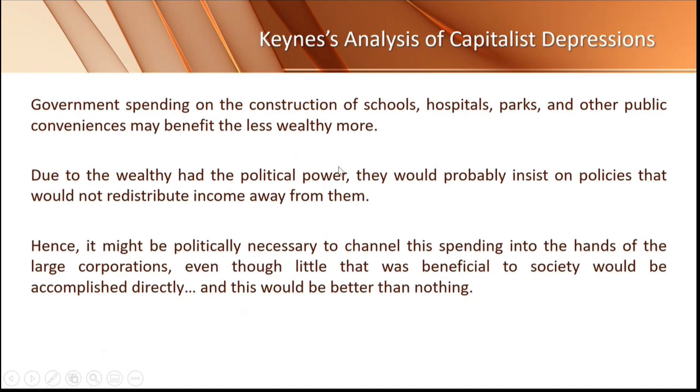Now, the wealthy have the political power, and they would probably insist on policies that would not redistribute income away from them. The problem is, even though the government spends on school projects, parks, and other things that may benefit the less wealthy, the political power will actually try to ask the government to spend on something that benefits themselves, the wealthy, instead of the less wealthy. Sometimes this is called lobbying in the US or in developed countries. You even have companies that specifically do business on lobbying the government, the lobbyists, right? It might be a political necessity to channel this spending into the hands of the large corporations. Little that is beneficial to society will be accomplished directly, and this would be better than nothing.